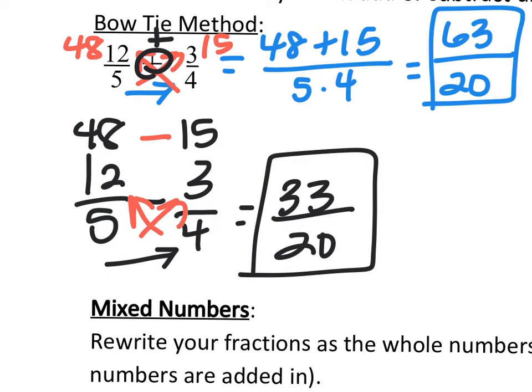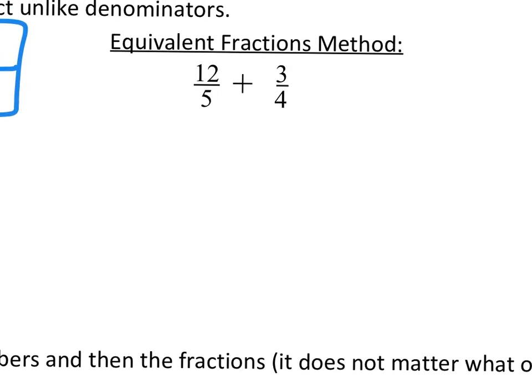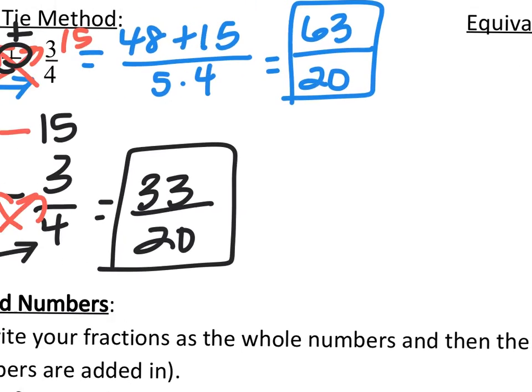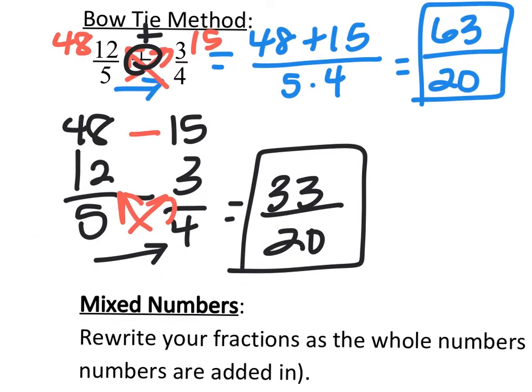Now, this bow tie method really only works successfully with 2 fractions together. So if you get 3 or more, you would need to kind of do them in groups. But it's still such a quick method that it would still be a fast method to get that done. Okay, the other method is the equivalent fractions method, which you really are finding equivalent fractions over here, but they're kind of hidden.